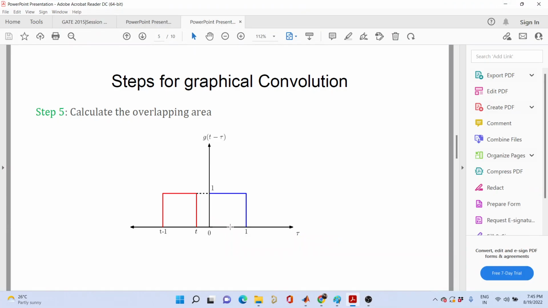Okay, anyways, what I was saying, I was requesting you to imagine these two as two blocks, okay, two blocks, and imagine that this red block is moving.